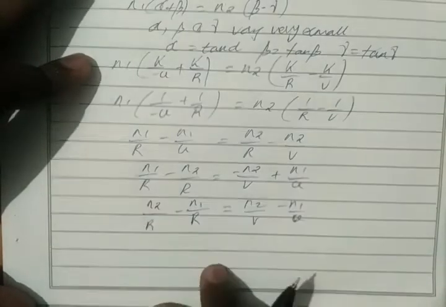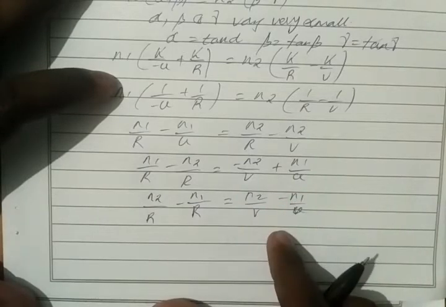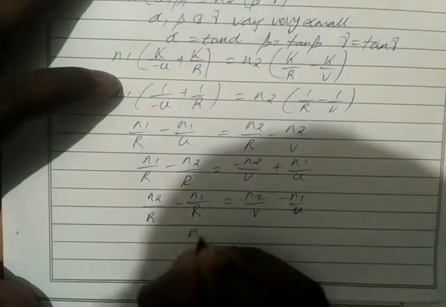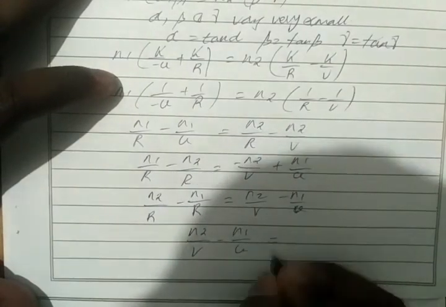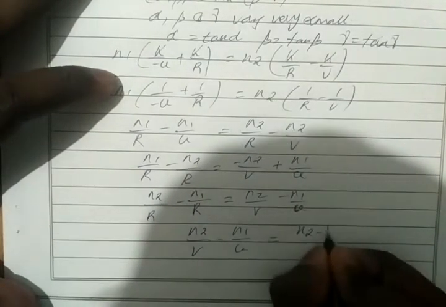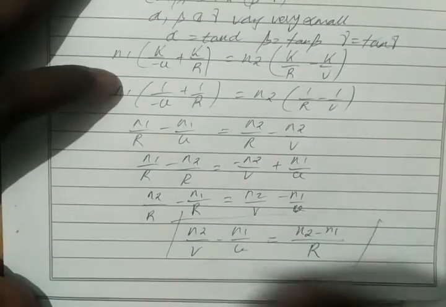Here r is common. So we can write n2 by v minus n1 by u equal to n2 minus n1 divided by r. Here r is common. So this is our final answer.